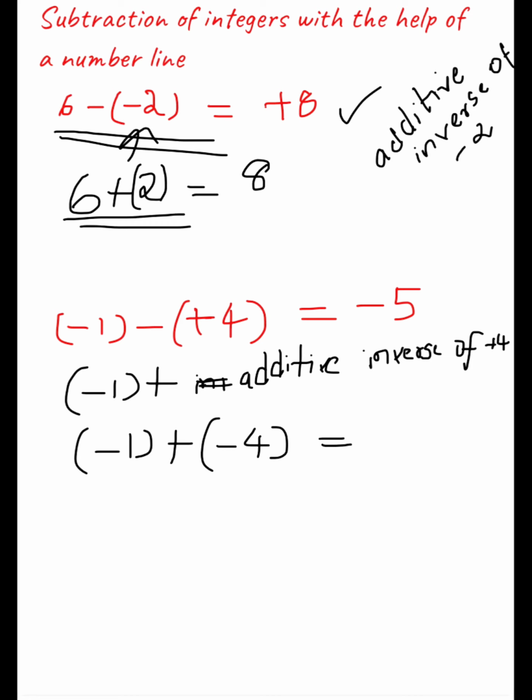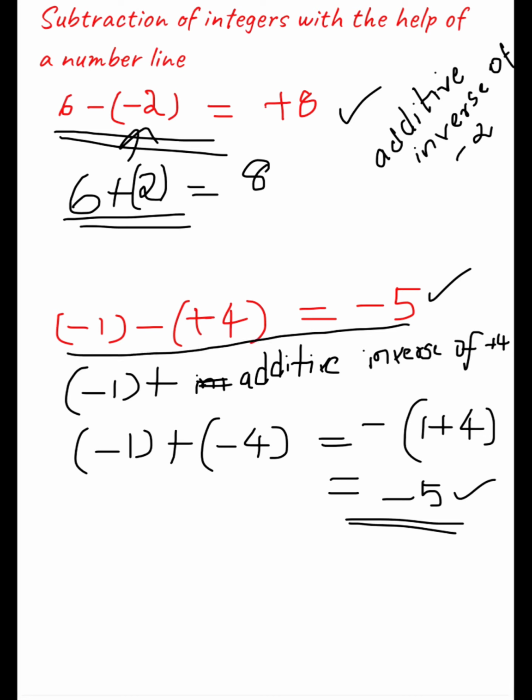Now you know how to add integers having the same sign. You have to add them, that is 1 plus 4, and put the sign. Both are having negative sign, so you have to put the negative sign or the minus sign. So you will get minus 5. So this answer is similar to this answer. This minus 5 you got by using the number line. So this is similar to adding the additive inverse. In this way you can do the subtraction of integers without using number line.